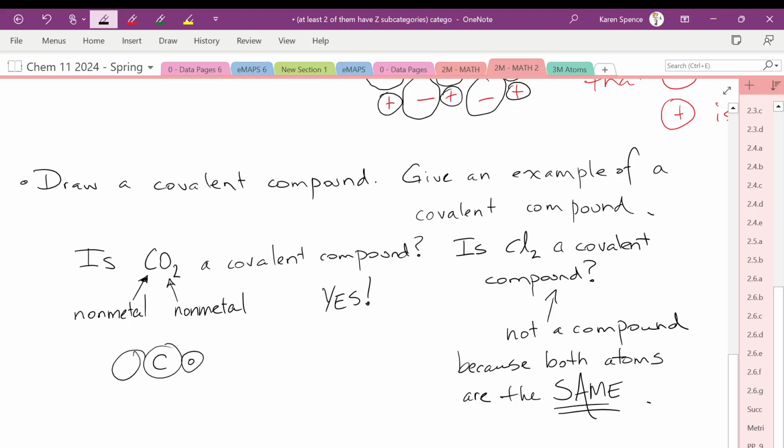Oh, that's such a terrible circle. So sad. I can't even blame the pen for that one. That's just all me. Oh, there we go.